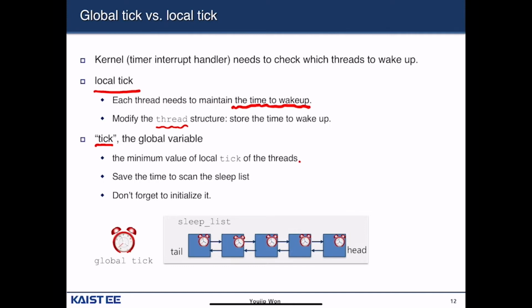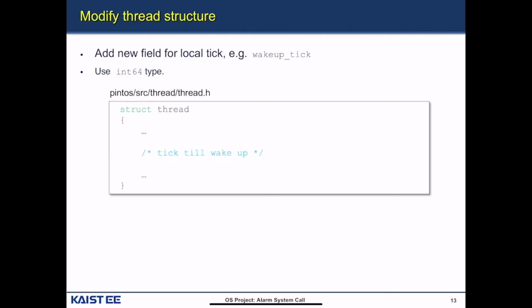Every time the timer interrupt handler is executed, it checks the global tick variable against the current time. If the current time is greater than or equal to the tick, it means that it has to wake up some threads in the block list. Otherwise, it doesn't have to scan all the blocked threads. So the reason we introduced the global tick variable is to save the time of scanning the sleep list. In the data structure, you have to add a new field that represents the alarm time to wake up.